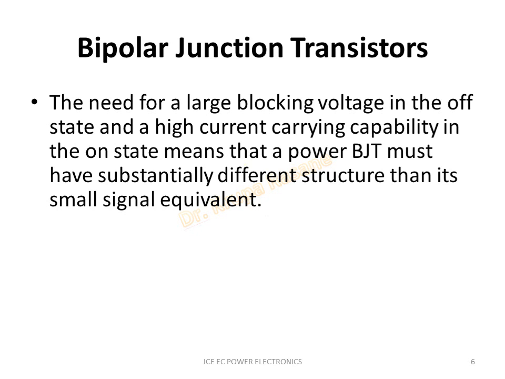The need for a large blocking voltage in the off state and a high current carrying capability in the on state means that a power BJT must have a substantially different structure than its small signal equivalent. So in power electronics, the requirement is that the device should act like a switch, on and off with high speed, low voltage on state drop, and also it should have a high current carrying capability.